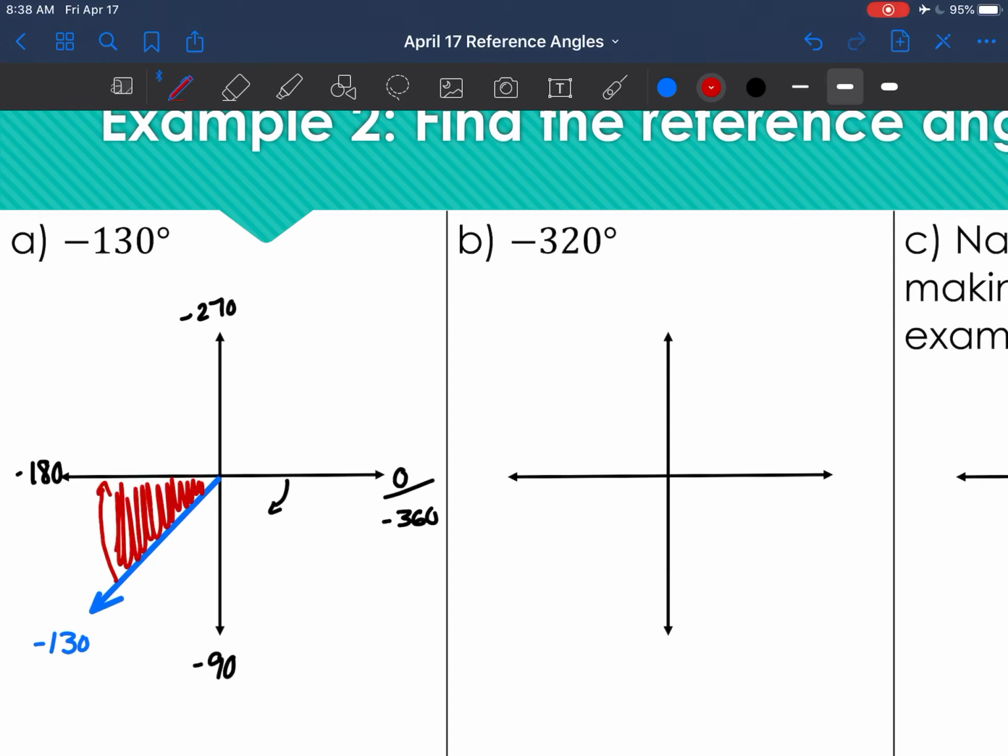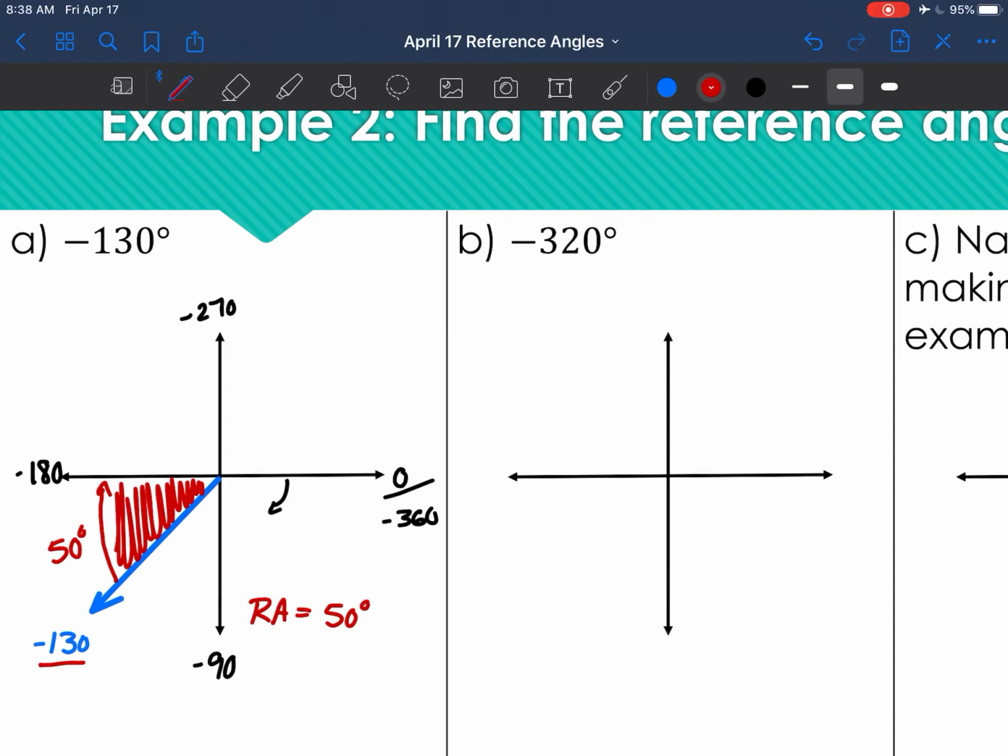So how many degrees is that? Well, we stopped at 130. We're going all the way to 180, so it has to be 50 degrees. And it doesn't matter that the degrees that we drew were negative. No matter what, the reference angle is always positive. Like me, always a positive person.